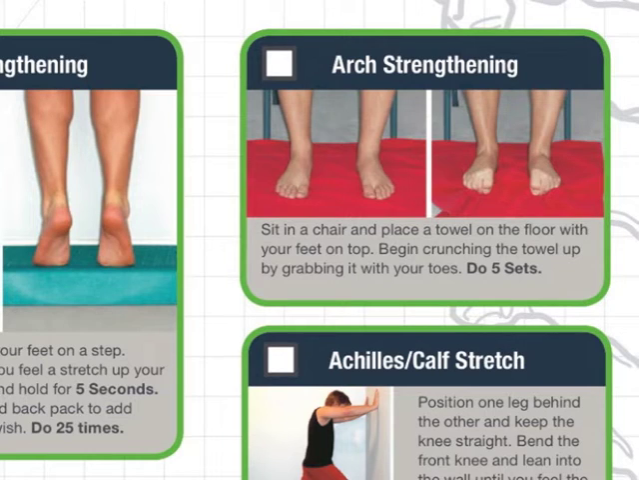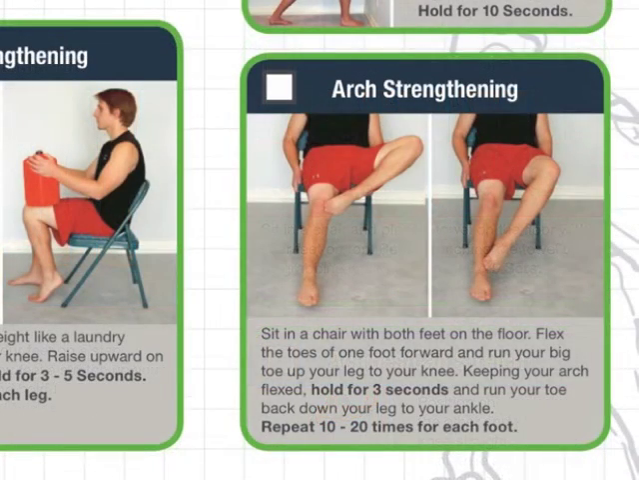Another great one is what's typically called the ballerina exercise, where you sit in a chair with both feet on the floor, and then you flex the toes of one foot forward, then run your big toe all the way up your leg to your knee, keeping your arch flexed, then hold for about 3 to 5 seconds, and then slowly go down to your ankle again. You'll feel a lot of contraction in the ankle and in the arches.